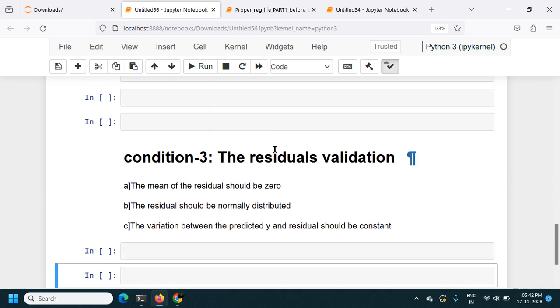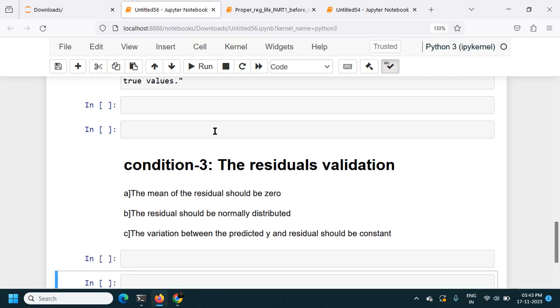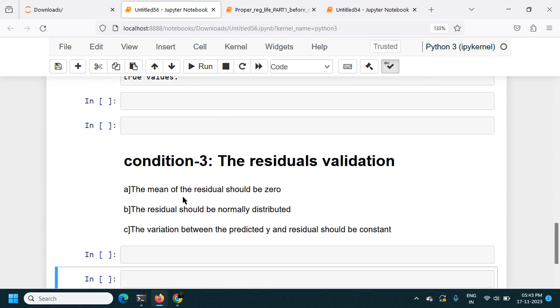Then condition 3 is about the residual validation. In order to call the model a good model, we need to consider the residual validation. Residual is the same as what we call error, the difference between the actual y and the predicted y. There are 3 conditions to be fulfilled regarding the residual. The mean of the residual should be 0. After getting the residual of the model, we have to get the mean of the residual. If it is 0, that condition is met.